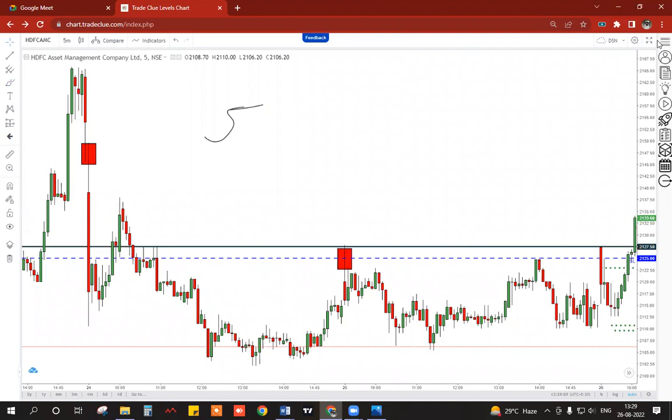Now this will create a problem. What people will do is buy over here and keep their SL here. So it is a big SL, but this is a wrong buying. Why? Because 1, 2, 3, 4, 5, 6 and 7, one way the candles are coming.